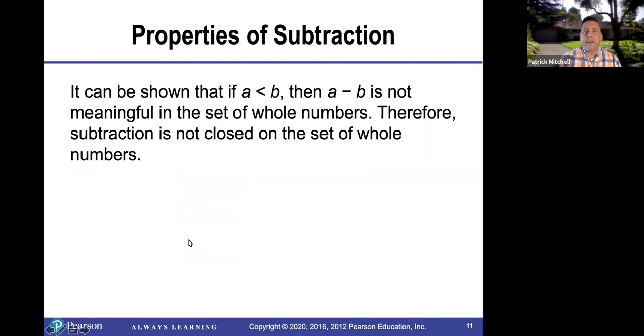It can be shown that if a is less than b, then a minus b is not meaningful in this set of whole numbers. And of course, you know that if a is less than b, then a minus b is going to be a negative number. And that's probably not going to come up in an elementary school situation. Negative numbers are traditionally not introduced until pre-algebra. And I mentioned this to you in the last video. What that means is that subtraction is not closed on the set of whole numbers. In other words, the difference of 2 whole numbers is not necessarily a whole number. If a and b are whole numbers, then a minus b is not necessarily a whole number.